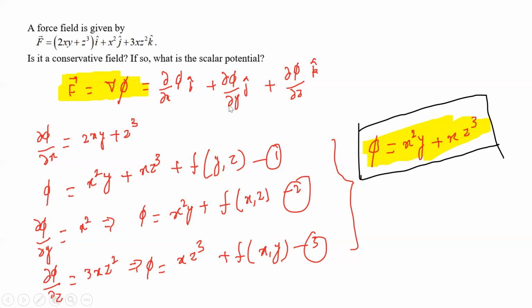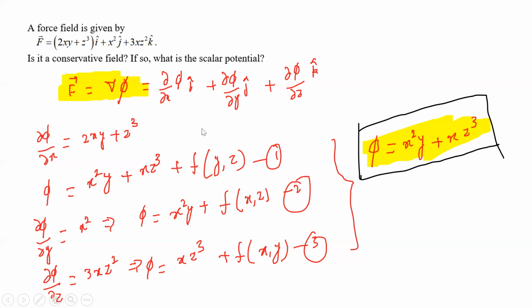Second, if we compare the y component, then del phi by del y is equal to x squared. From here again you can find phi. By integrating this equation it will be x squared y plus a function f, and in this case the function is of the variables x and z, that is, it is independent of y. Similarly, del phi by del z will be equal to 3xz squared, and again you can integrate this equation. Then phi will be x z cubed.